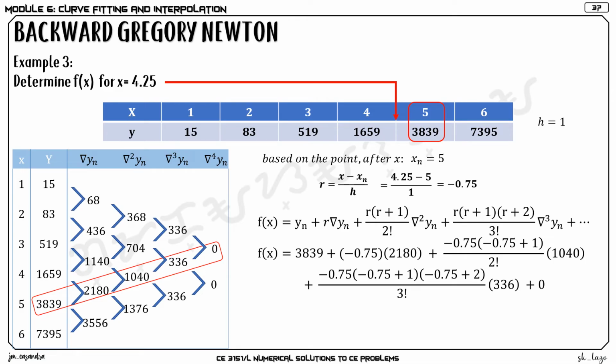negative 0.75 times the quantity negative 0.75 plus 1 over 2 factorial times 1040 plus negative 0.75 times negative 0.75 plus 1 times the quantity negative 0.75 plus 2 all over 3 factorial times 336 plus 0. Simplifying, the function of x equal to 4.25 is equal to 3839 minus 1635 minus 97.5 minus 13.125, which will give us a value of 2093.375, which is exactly the same as our previous solution. Again, proving that this solution can only be applied if our table closes at a value of 0.